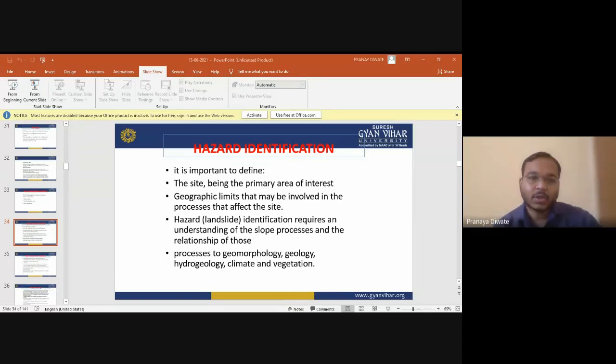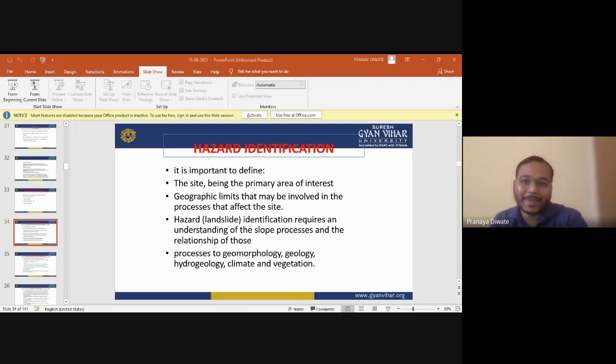Okay. Thank you. So you have hazard identification using different kinds of data. What kind of data do you need? You need geographic data, landslide data, hydrology data, and all.